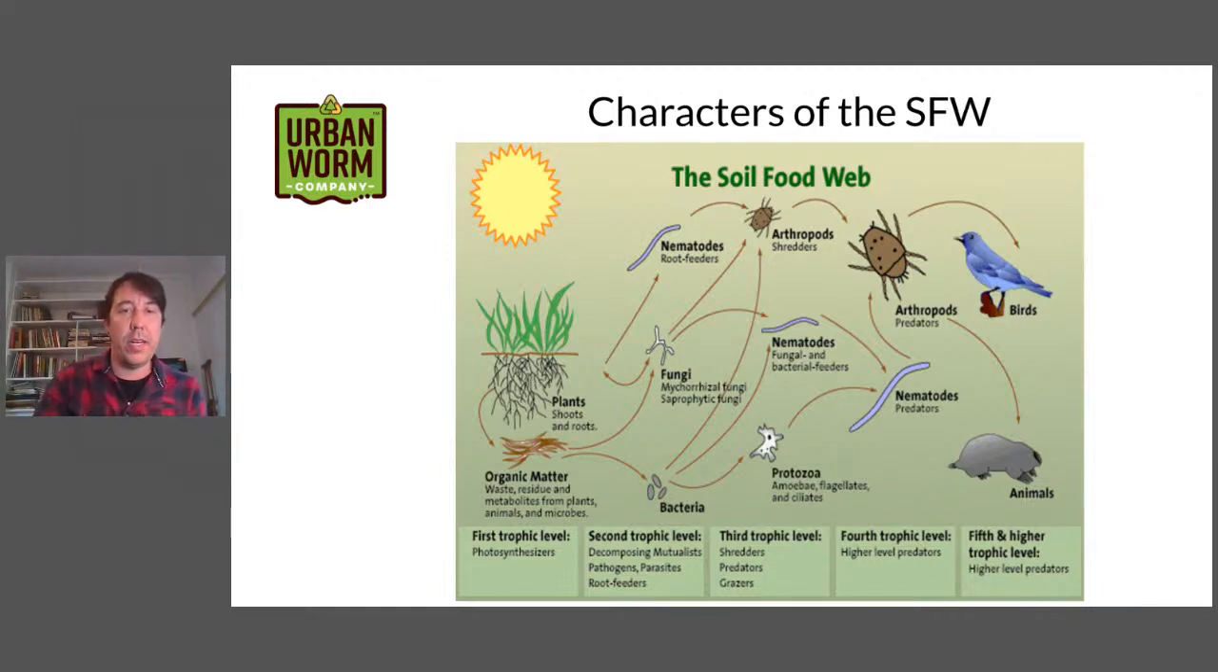I'm going to use my pointer here. And along with putting out root exudates, is what they're called, through the roots to feed soil biology, these plants are also going to be providing dead organic matter by sloughing off dead cells from the roots, or also any above ground plant matter that's terminated or dies is going to eventually provide organic matter. So the preferred foods for these bacteria and fungi are going to be root exudates or organic matter. So we've got that first trophic level of photosynthesizers, and then the very first decomposers are going to be bacteria and fungi.